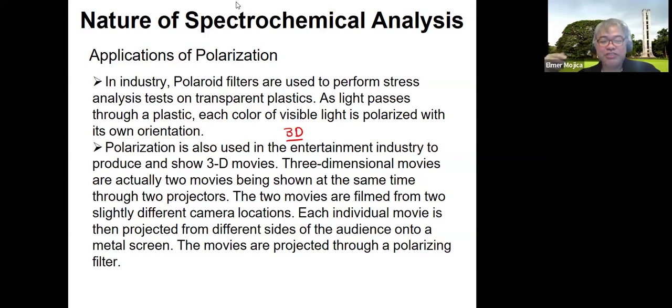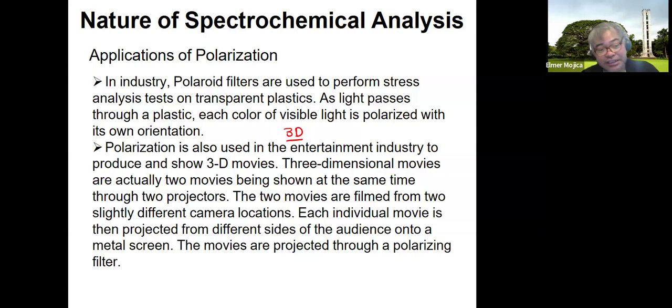Okay, so what you usually have in the 3D movies, there are actually two movies being shown at the same time through projectors. And the two movies are filmed from two slightly different camera angles. So that feels the three-dimensional stuff. And each individual movie is then projected from different sides of the audience onto a metal screen. So the movies are projected through a polarizing filter.